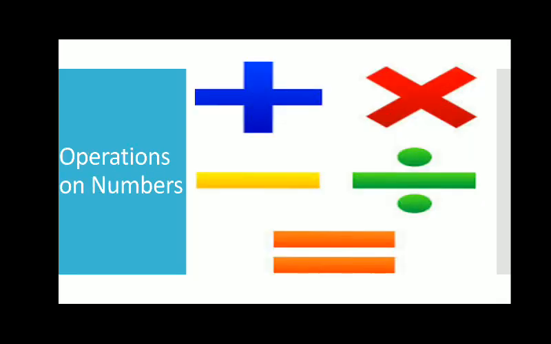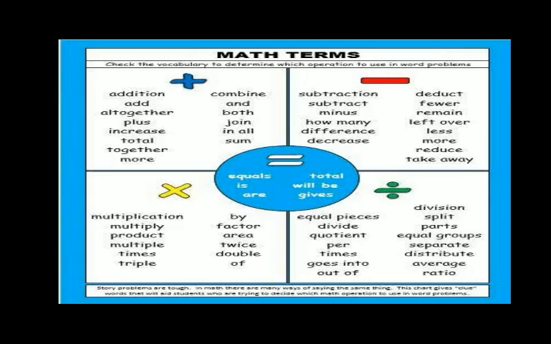Now moving on to the next topic, that is operations on numbers. We have 4 basic operations in mathematics, that is addition, subtraction, multiplication and division. And this equals to sign is used in the equations. Now let us learn some maths terms. Some of the words which we use to denote addition are add, altogether, plus, increase, total, together, more, combine and both, join, in all, sum, etc.